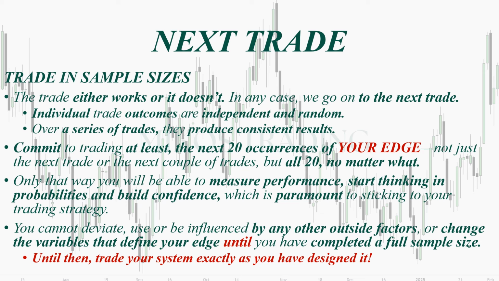At this point, the trade either works or it doesn't. In any case, I go on to the next trade, because I know that individual trade outcomes are independent and random, but over a series of trades, they produce consistent results. I always commit to trading at least the next 20 occurrences of my edge, not just the next trade or the next couple of trades, but all 20, no matter what.